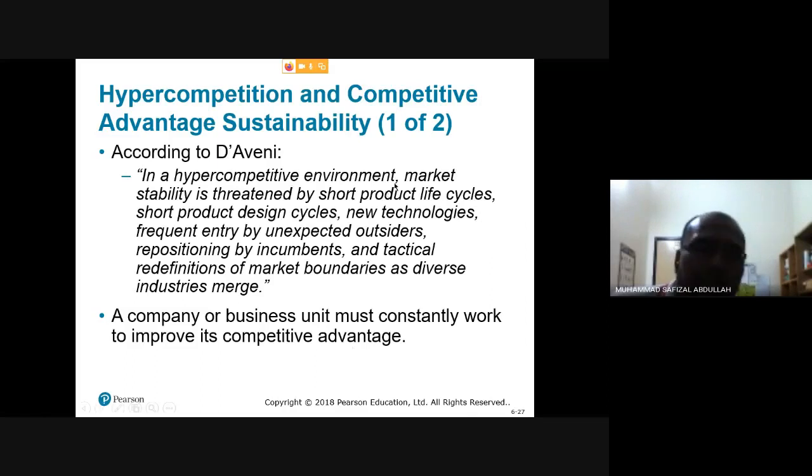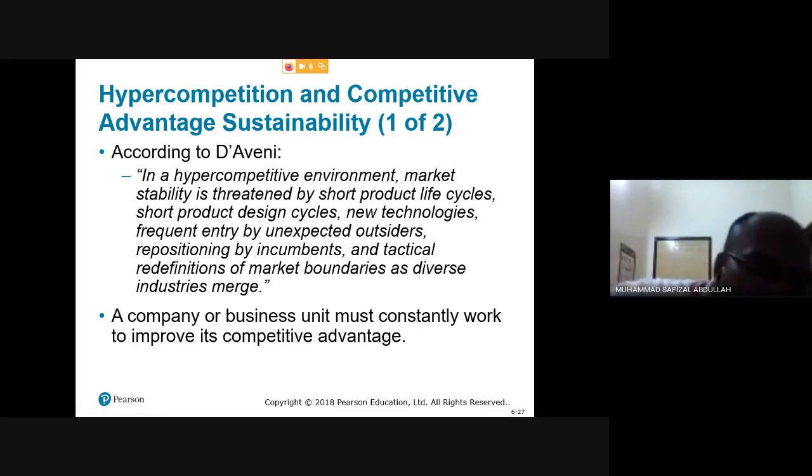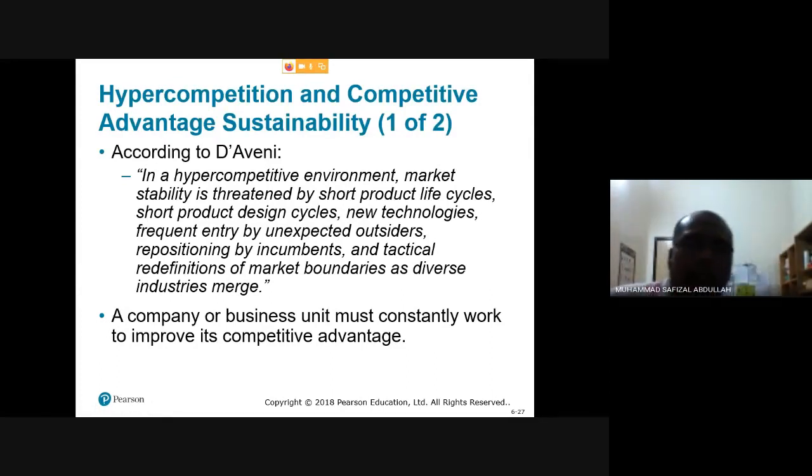So the market becomes hyper competitive because of, number one, shorter product life cycle, and then short product design cycle, because of new technologies, because of frequent entry by unexpected outsiders. It means frequent entry by new entrants, and then repositioning by incumbents. What does it mean? It means that the existing players in the marketplace keep on repositioning their position. What does repositioning mean? They are fighting each other to take control or to gain dominance in the marketplace. And then tactical redefinition of market boundaries as diverse industries merge. These are all factors that lead to hyper competition. So what does it mean? It means that a company must constantly work to improve its competitive advantage.